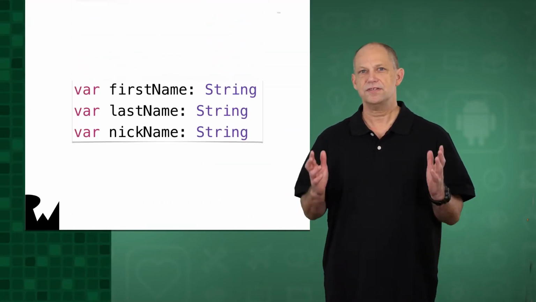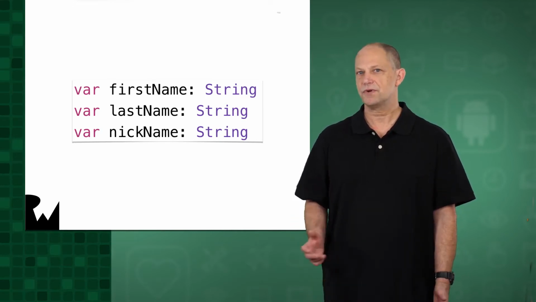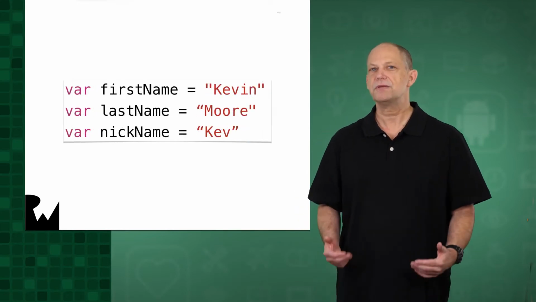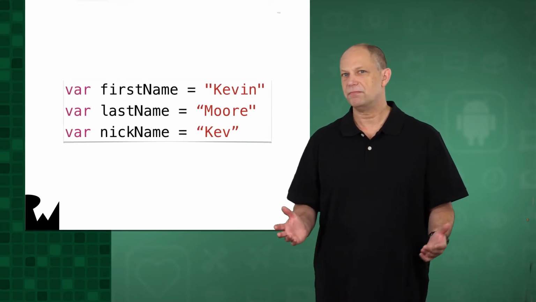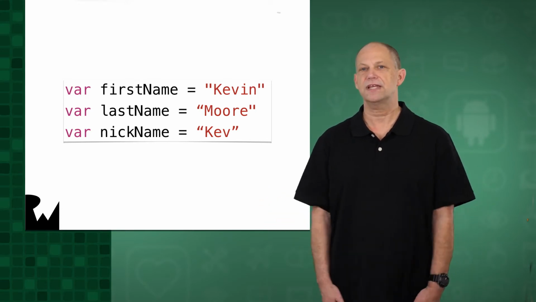So to explain what nullables are and why they're helpful, let's think about a common problem programmers come across. Let's say you're making an app that keeps track of your friends. You want to store their first name, their last name, and if they have one, their nickname. If I was putting myself in the app, there's no problem. I'd put Kevin for my first name, Moore for my last name, and Kev for my nickname.